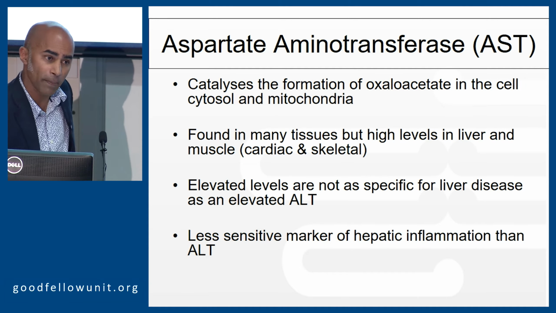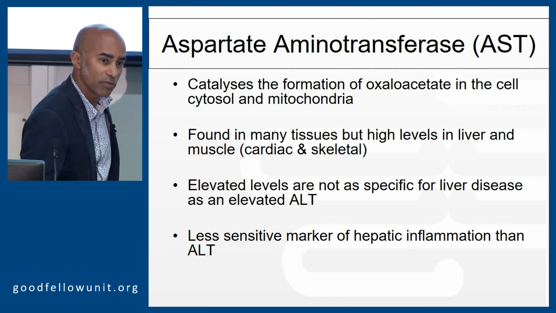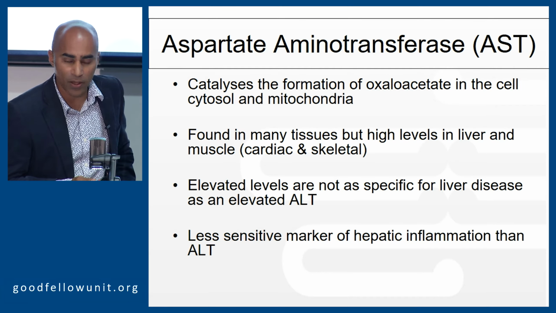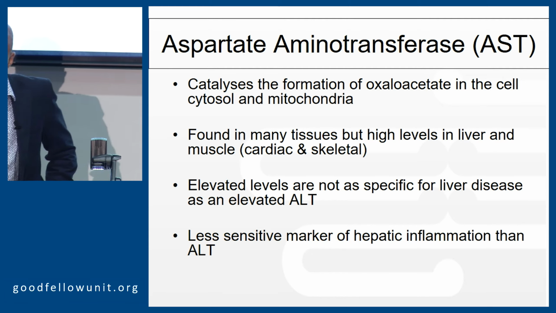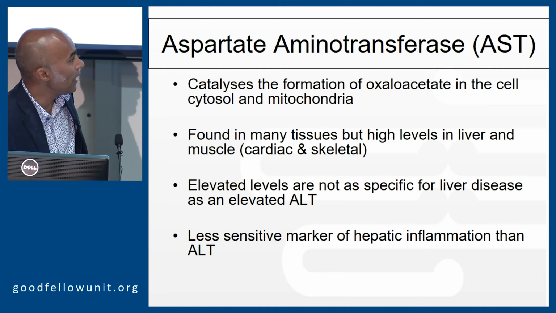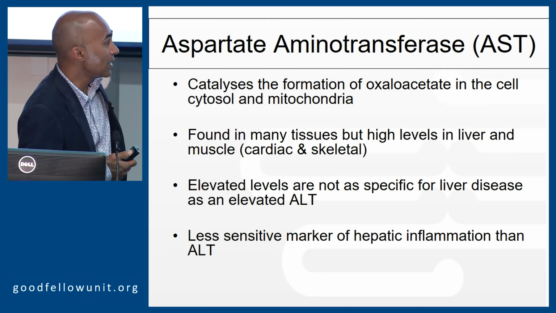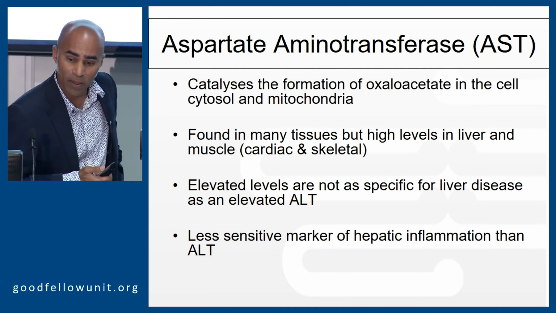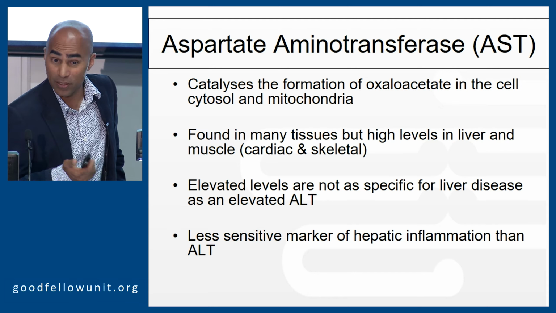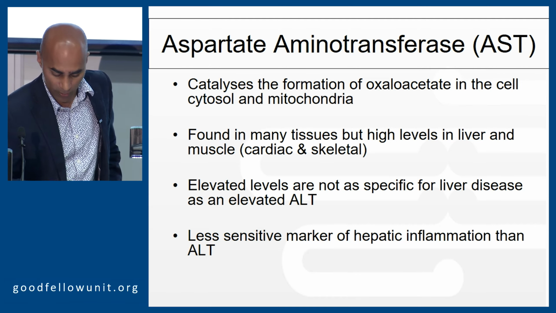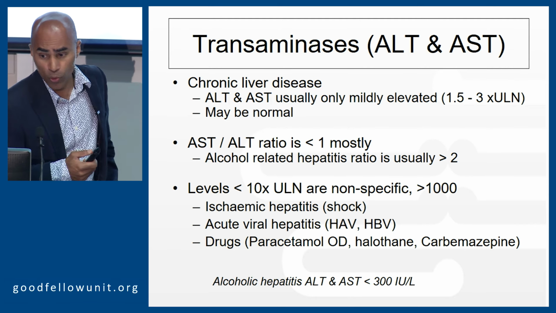The AST, those of you who are old enough like me, remember doing ASTs for cardiac investigations and heart attacks and those sorts of things. So it's found in other different cells in the body, including cardiac muscle and skeletal muscle as well, so it's not quite as specific. It's less sensitive than the ALT in regards to inflammation, but can be used, particularly in your alcoholic patients, just to give you an idea of what's going on there. A couple of rules here.